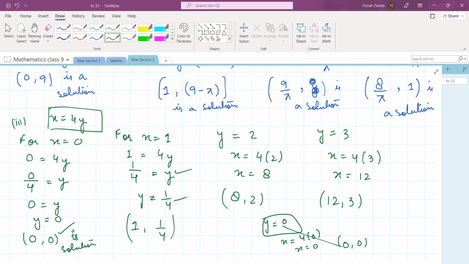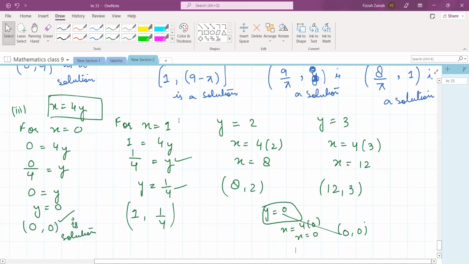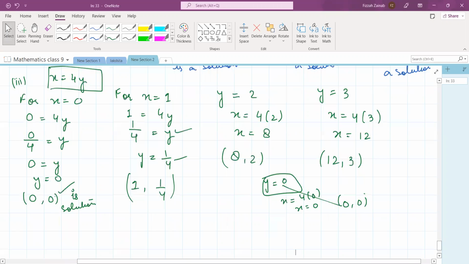Okay, so second question also we have done. Third, okay, third is the reverse thing. Let's do the third question. So I hope everyone has written. Zainab. Yes, ma'am.